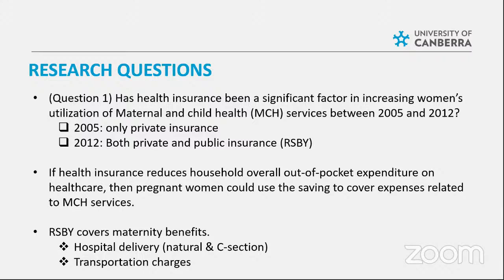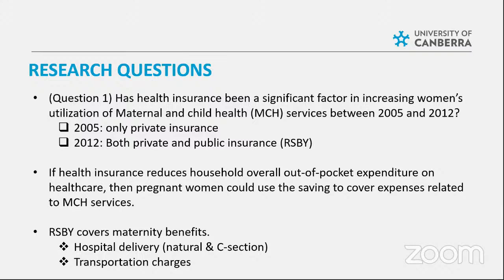So how would health insurance lead to increased utilization of MCH services, maternal and child healthcare services? Well, if health insurance reduces household overall out-of-pocket expenditure on healthcare, which of course was the goal of the Indian government introducing RSBY in the first place, then households would make some savings, which could then be diverted to cover expenses related to maternal and child healthcare.